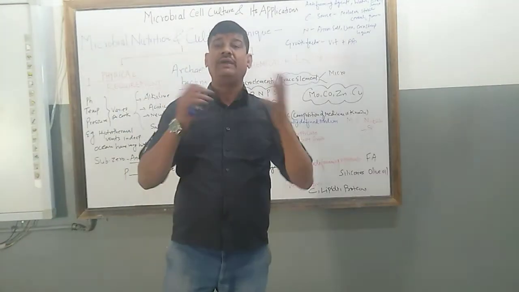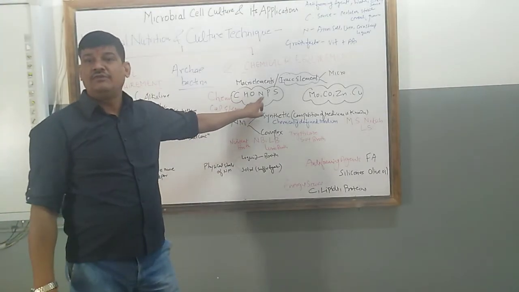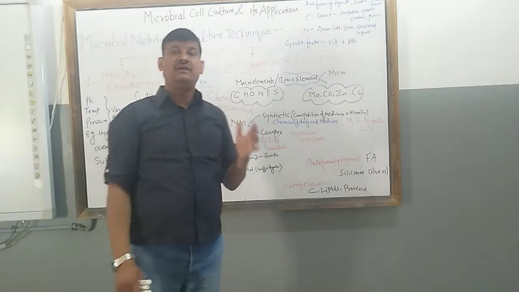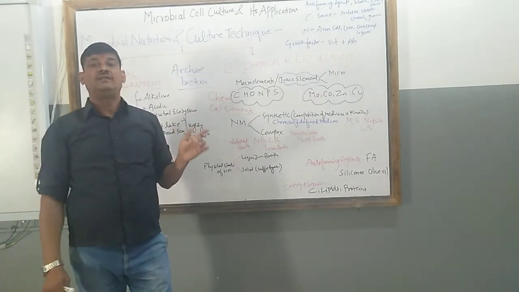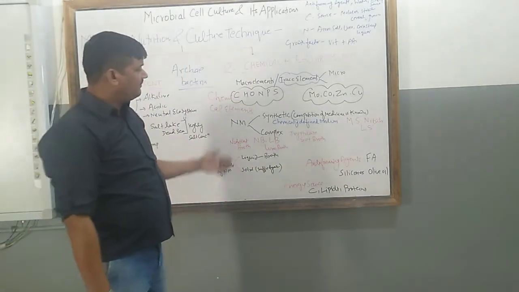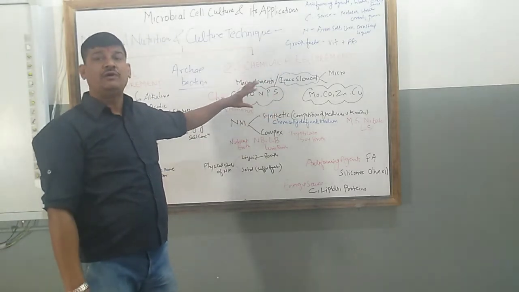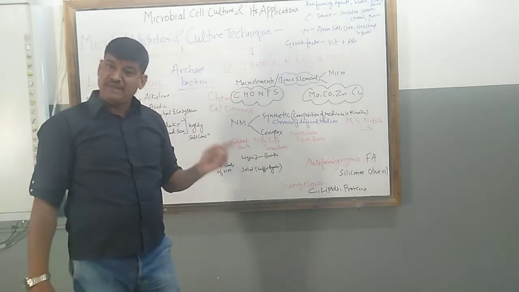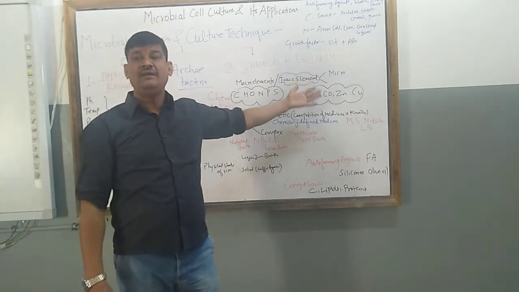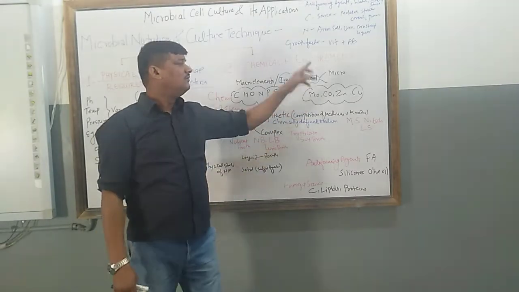Macro means big, meaning it is required in more quantity. So carbon, hydrogen, oxygen, nitrogen, phosphorus and sulfur are the basic things. More than 17 nutrients, chemical elements, are required for the growth and culture of either plant cells, animal cells or microorganisms. Since carbon, hydrogen, oxygen, nitrogen, phosphorus and sulfur are required in more quantity, we call them macro elements. On the other hand, some elements are required in less quantity, in little quantity, and we call them micronutrients.